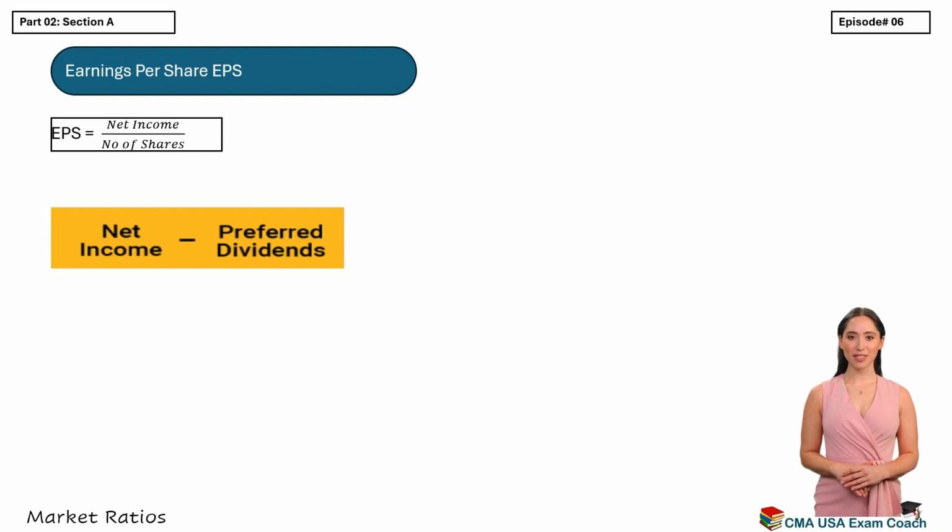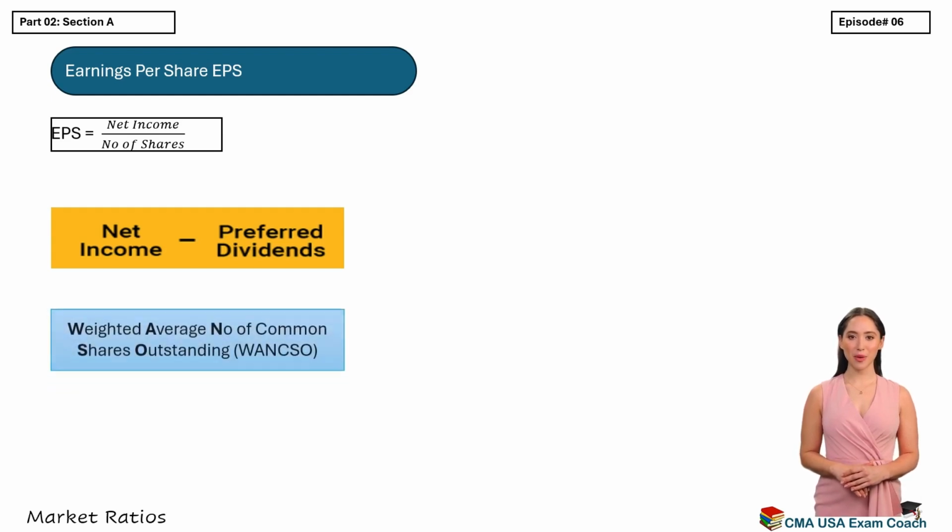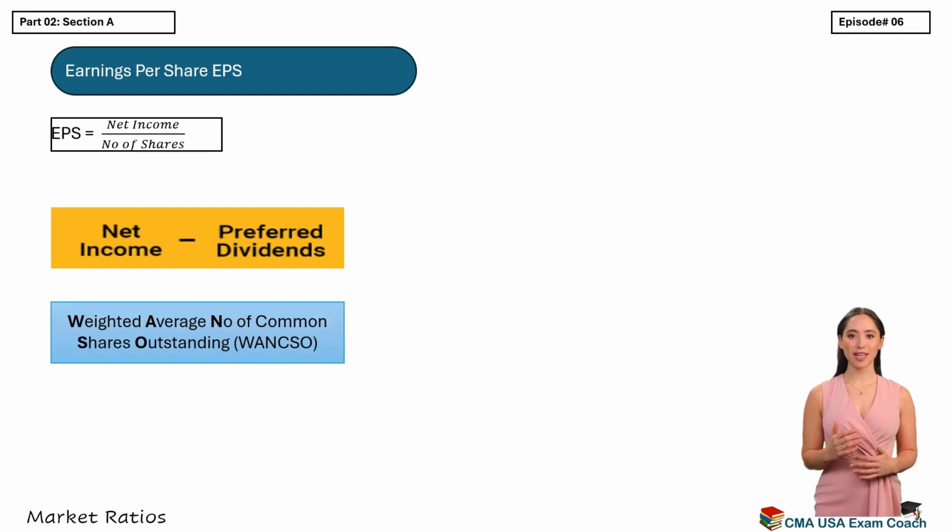Just like how we adjust the numerator by subtracting preferred dividends, we also need to be careful with the denominator, the number of shares. The number of shares can change throughout the year. A company may issue additional shares or buy back its own shares as treasury stock. These actions affect the actual number of shares available in the market during the year. So instead of using just the ending or beginning share count, we use the weighted average number of common shares outstanding.